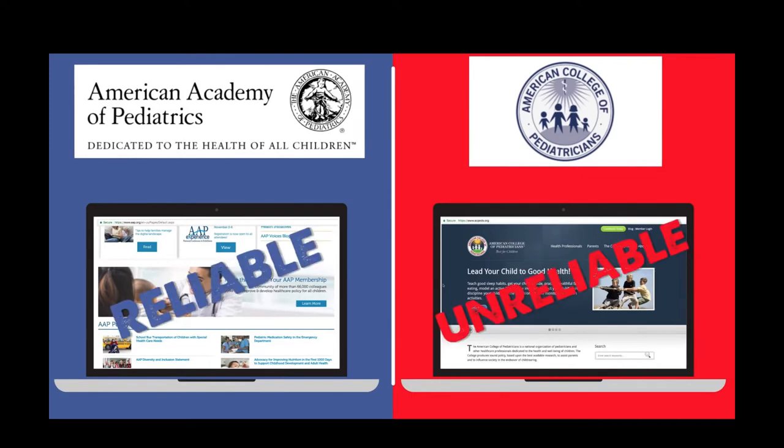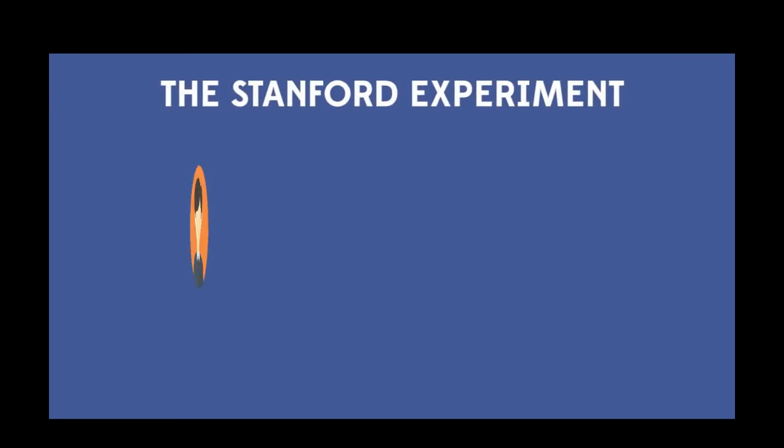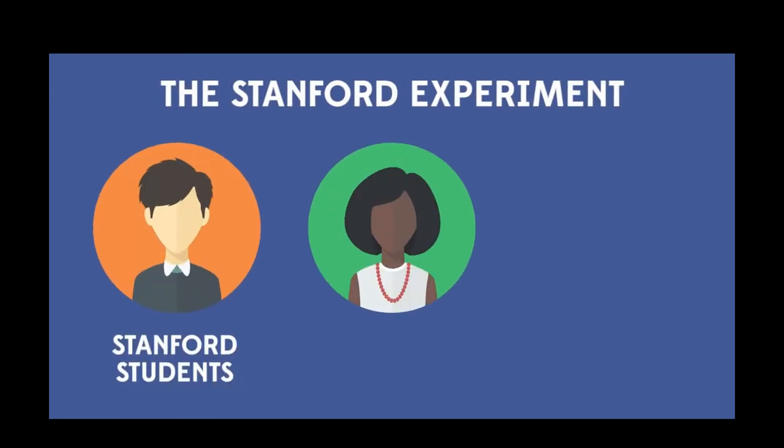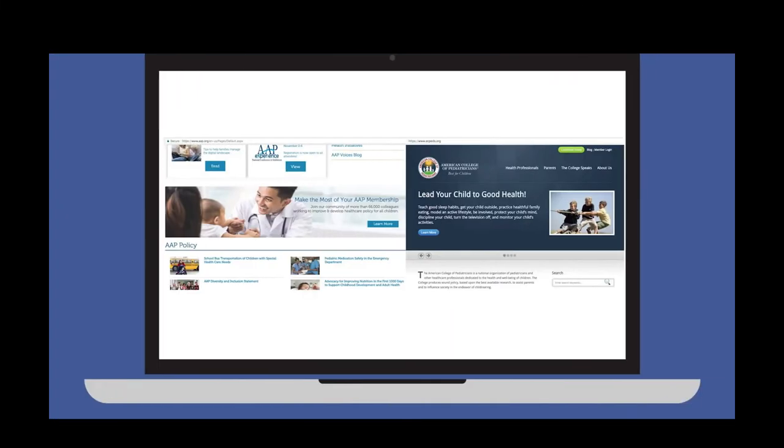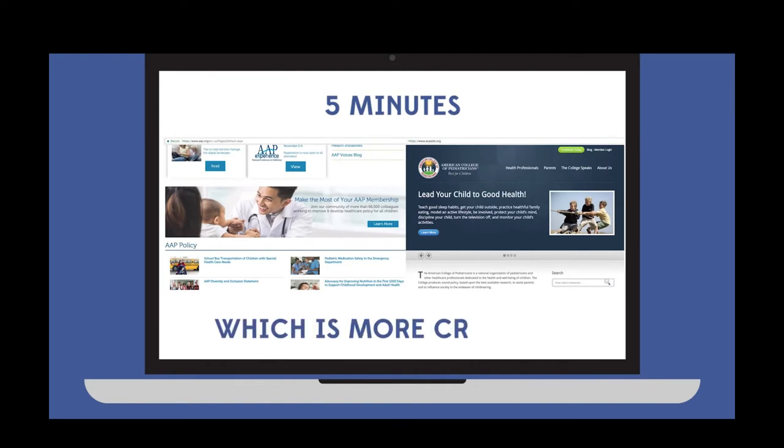Some Stanford researchers recently looked at just that issue. They took three sets of people, Stanford students, professional historians, and professional fact checkers, sat them down in front of a computer, and gave them 5 minutes to figure out which would be the more credible source. So how did they do? Well, the answer is not very well.